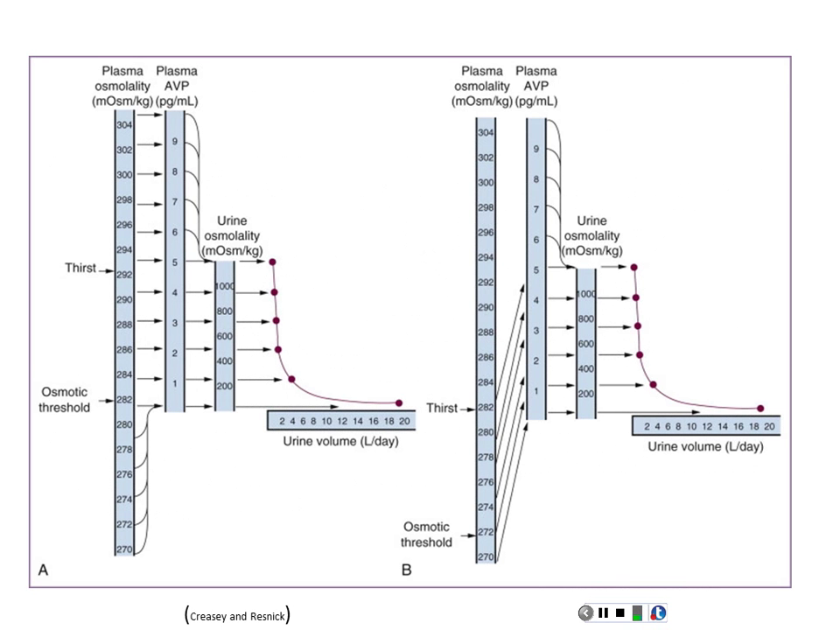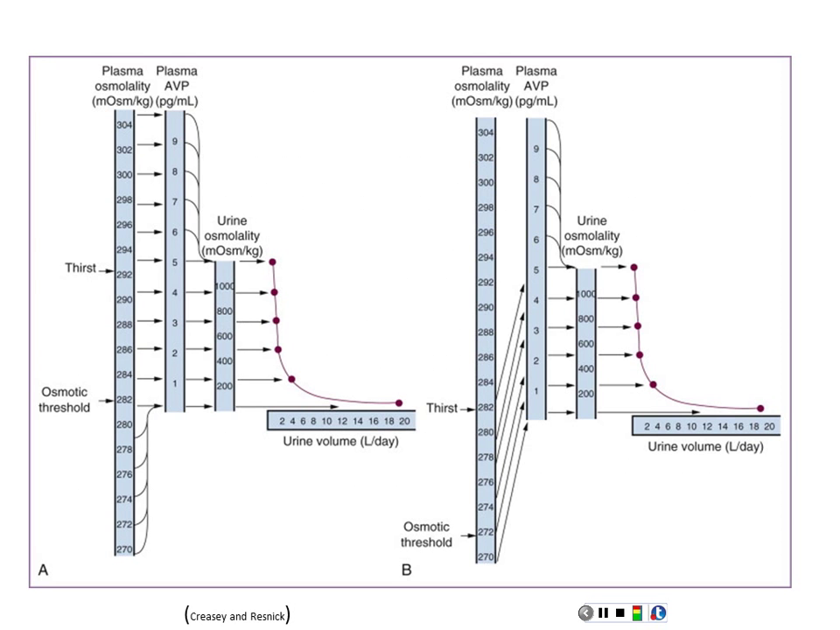I don't know if you guys can see this over here, but you can see here the osmotic threshold here going 270 to 280. The osmotic threshold is 282, thirst is 292, and then you get urine osmolality, which ranges between 200 and 1,000 and produces urine volumes. And this is before pregnancy.